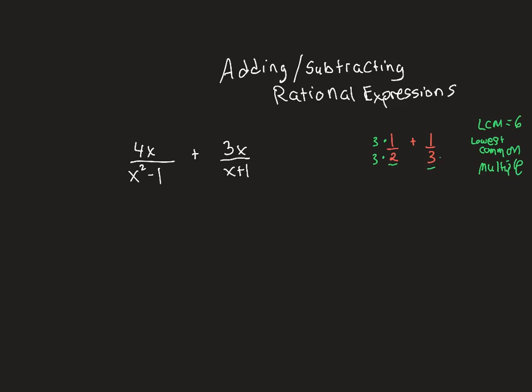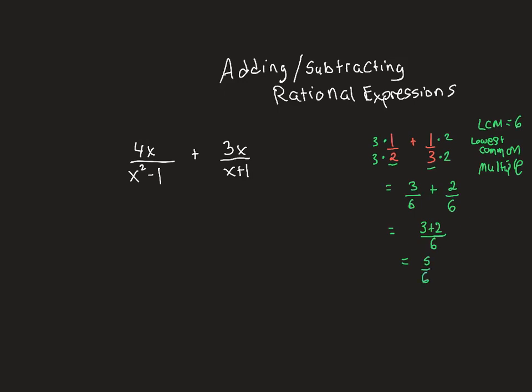How do I turn 3 into 6? Well, I multiply this by 2, which means I multiply this by 2. So that should give me 3 over 6 plus 2 over 6. Now that they have the same bottom, we can just add our tops, which is 5 over 6.